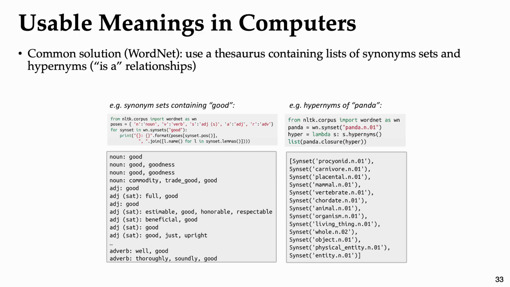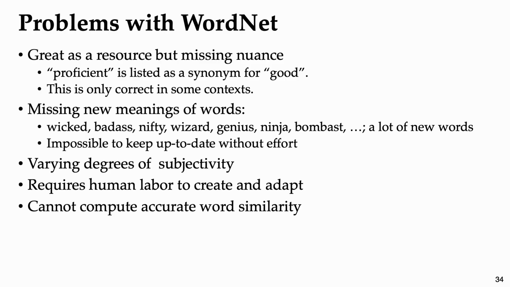So language is dynamic, right? And for the English language, you have multiple locations, south versus north. You mentioned dialects, some nuances that are not captured. It keeps evolving, right? So the reason why this one is not particularly great, it's great as a resource but missing nuances. Proficient is listed as a synonym for good. How good is proficient, right? Or basically in the US, we like to say oh, this is amazing. We do not really mean it. It just means it's good, right?